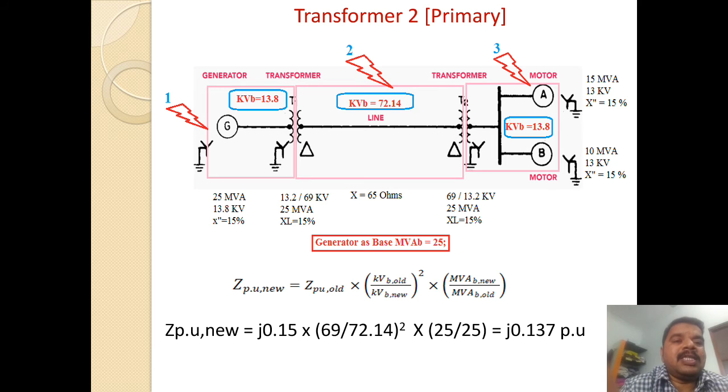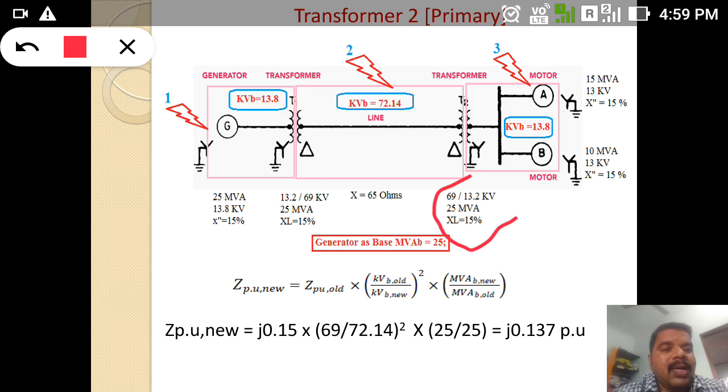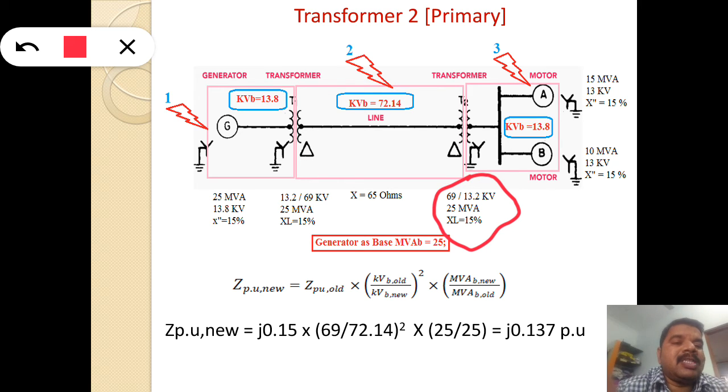While considering the transformer T2 primary, what is the given value? That is also given as a reactance. XL is given as 15%, which means the given value is in per unit. So what is the formula we have to choose again? Z per unit new is equal to Z per unit old into kVb old divided by kVb new, squared, into MVAb new divided by MVAb old. So Z per unit new is equal to J 0.15 into kVb old.